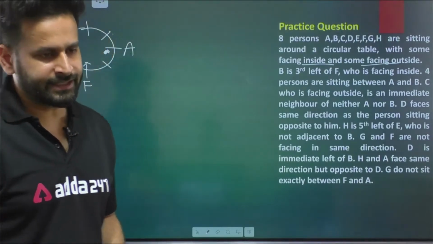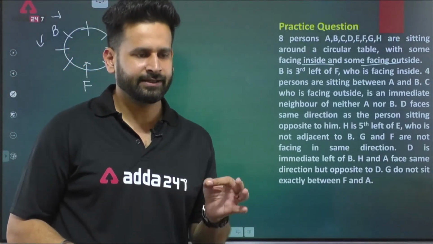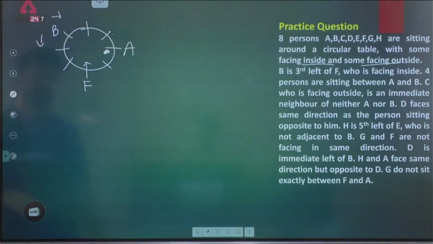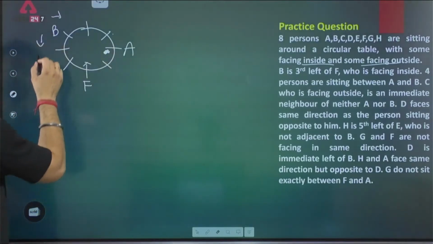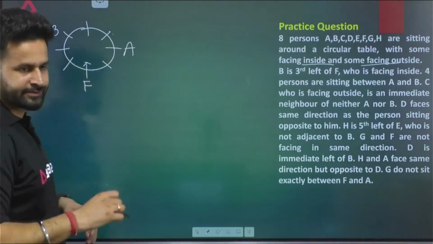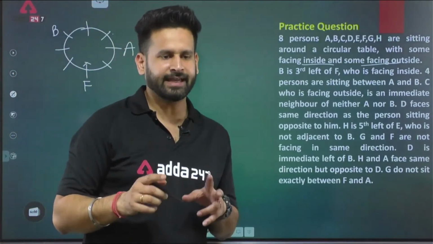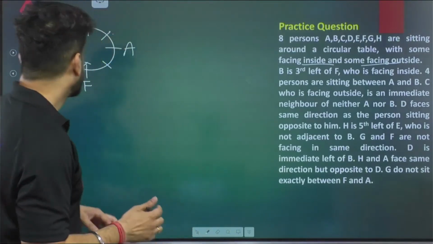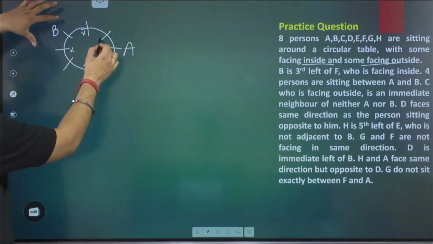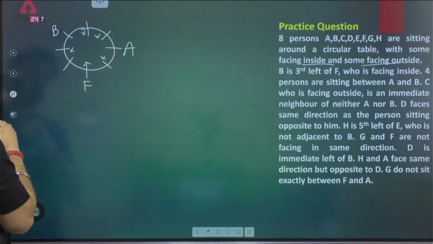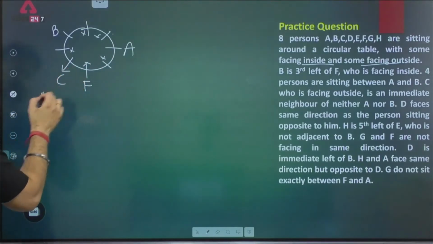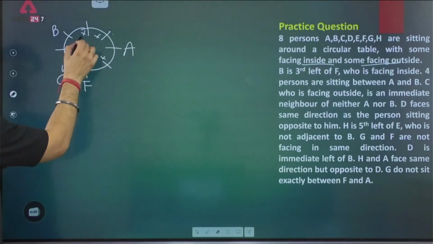After that, C, who is facing outside, is an immediate neighbor of neither A nor B. Now there is another person, that is C. Direction is also given. C, who is facing outside, is an immediate neighbor of neither A nor B. So C cannot come at these 2 places. I will mark a cross. C cannot come here. So how many possibilities for C? I can see only one possibility. This will be C, who faces outside, right? So C is also fixed.